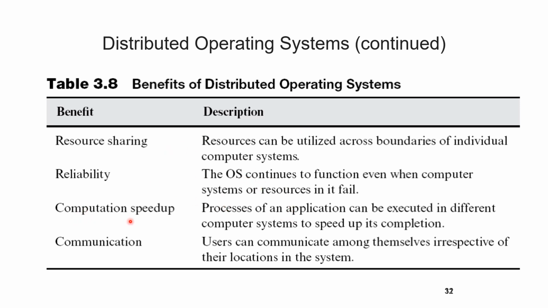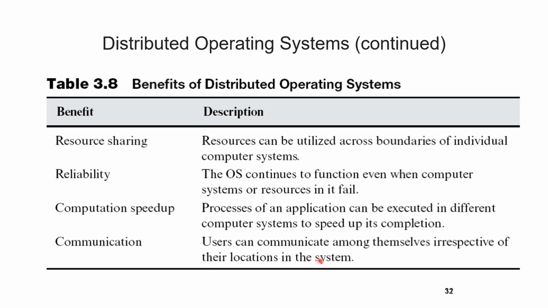Okay, and the computation speedup. The process of an application can be executed in different computer systems to speed up its completion. An application can be divided into a number of parts, and each part can be executed by the other computers which are connected to that particular network, so as to increase the speed of the computation.